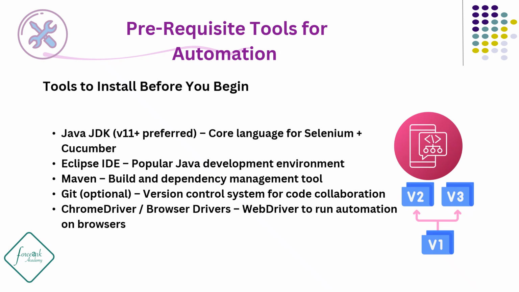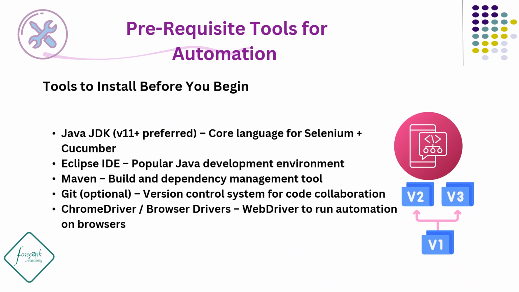So before jumping into the automation scripting, there are a few essential tools that you will need to set up your environment. Let me walk you through them. The first one is Java JDK, in which Selenium and Cucumber are usually written in Java. So you will need to install the Java Development Kit, which is JDK.